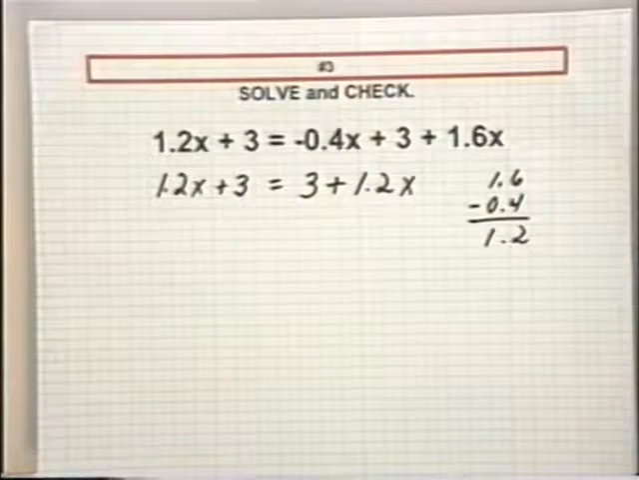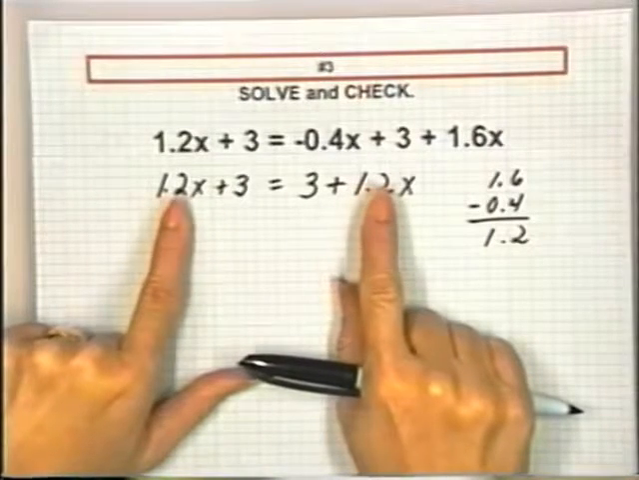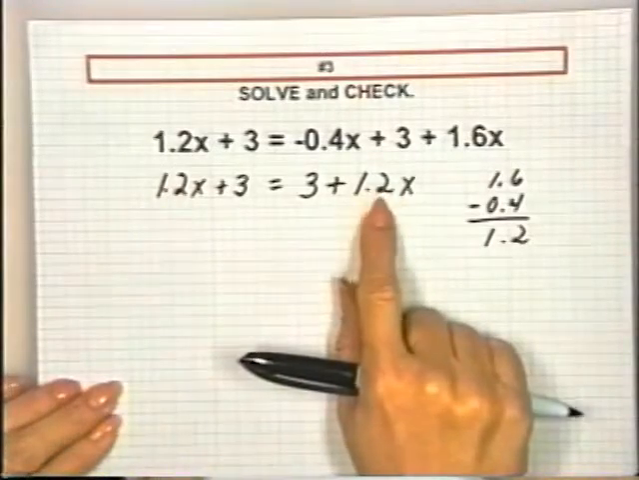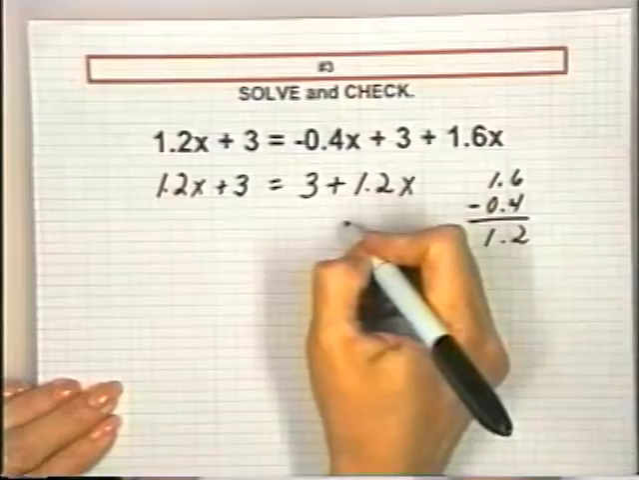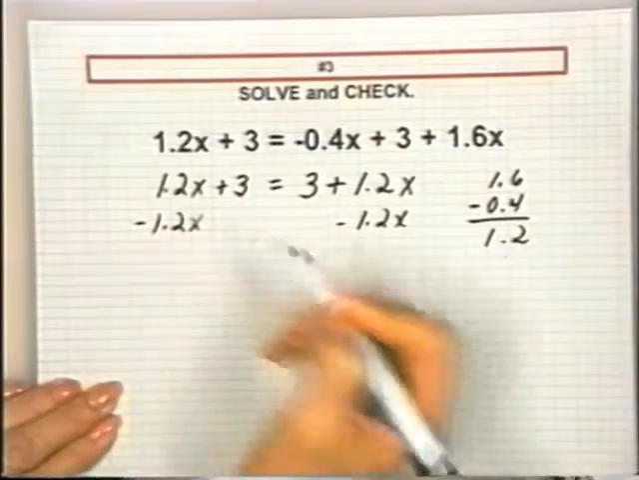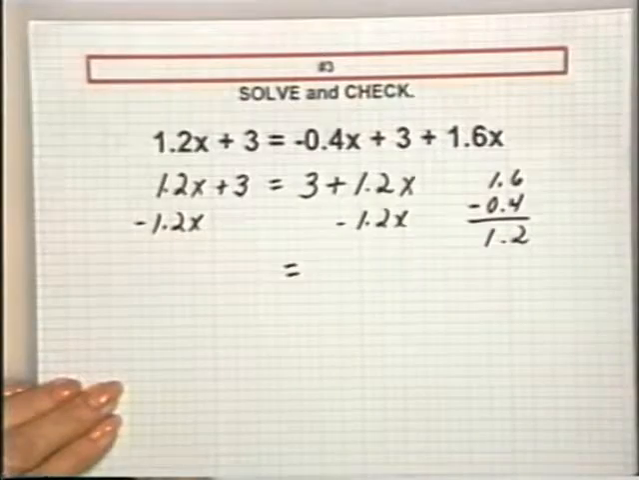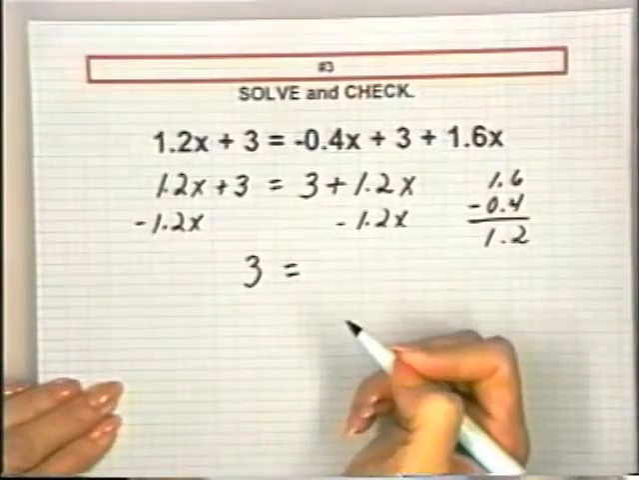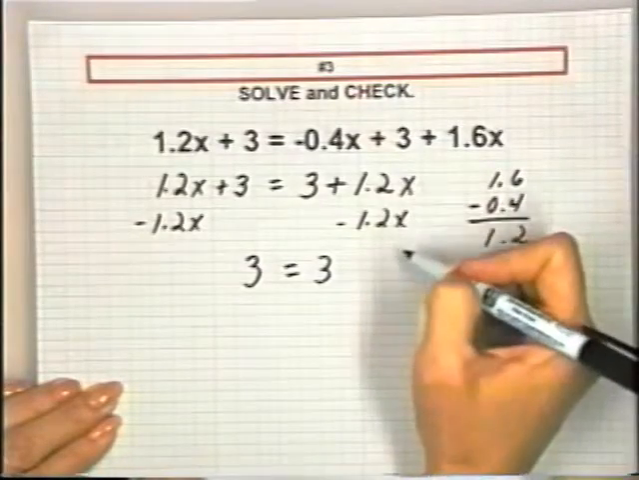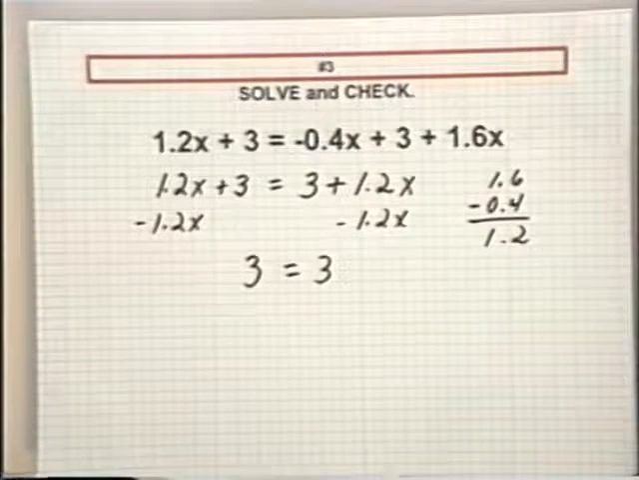Now it's time to get the x terms on the same side of the equation. Once again, the coefficients of the x terms are the same. I will choose to move this 1 2/10 x. Since it has been added to the right side of the equation, I will subtract it from both sides of the equation. 1 2/10 x subtract 1 2/10 x is 0x. I've done nothing with the 3. On the other side of the equation, I have the 3. 1 2/10 x subtract 1 2/10 x gives me 0x.